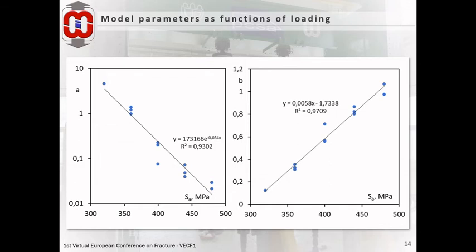During analysis of the test data and the model, it was found that the model parameters A and B can be presented as a function of the load level. The value of the parameter A decreases as the load level increases, and vice versa in the case of parameter B. Its value increases with the load level. The above will be used in the future to include the load level in the model.